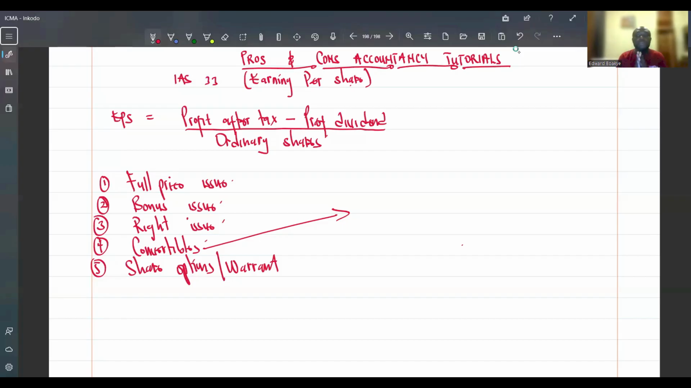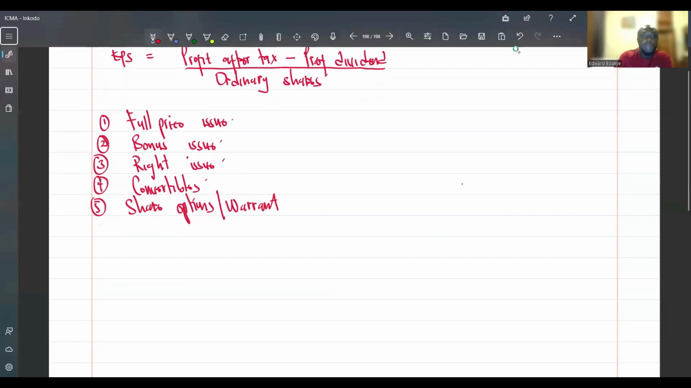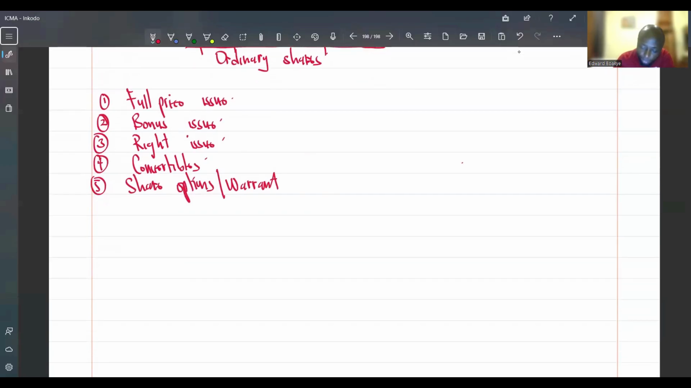And as I said, we are going to get questions to deal with all this, but today my aim is for us to deal with full price issue so that we'll be able to continue in our next session to deal with bonus and rights issue. Then we'll be going like that. So let's look at full price issue.